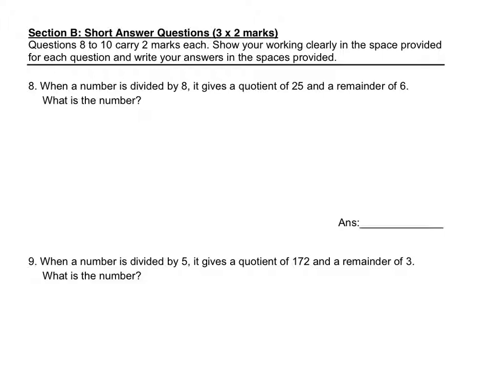Section B is a 2-mark question, so you have to make sure you write your answer on the answer blank. You do not have to write answer statement for this. So for section B, question number 8, when a number is divided by 8, it gives a quotient of 25 and a remainder of 6. What is the number? So let's try to write down what the question means. The question means when a number is divided by 8, it gives you a quotient, meaning an answer, of 25, remainder 6.